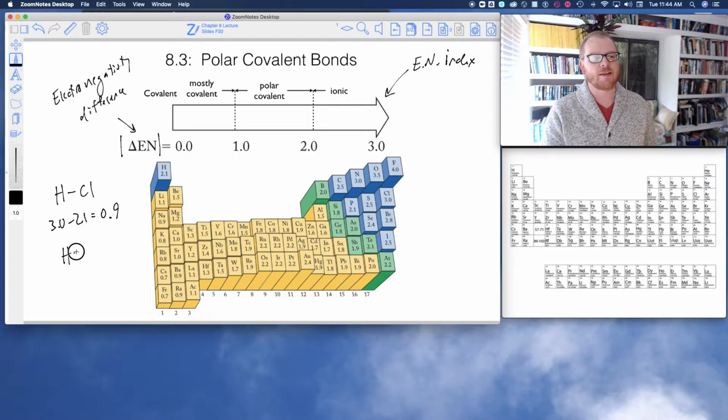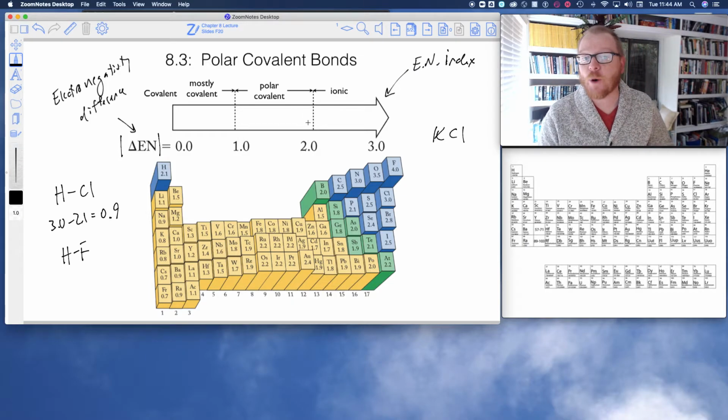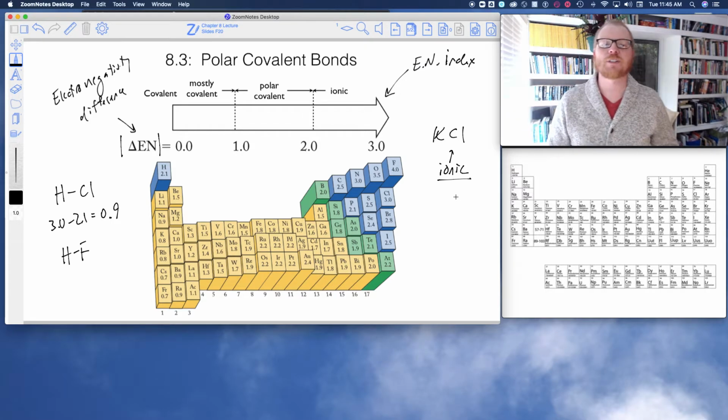But if I look at something like HF, 4.0 minus 2.1, that gets me 1.8, and that's definitely within the polar covalent scale. And if we look at something like potassium chloride, 3.0 minus 0.8, that's 2.2, which puts us into the ionic scale. And we know from our previous learning that potassium chloride is definitely ionic. So we should tread lightly when using this scale.